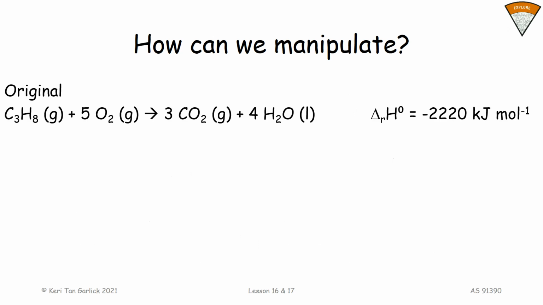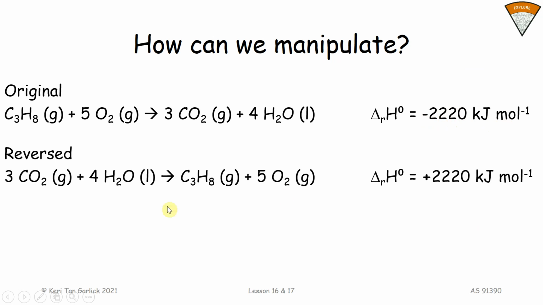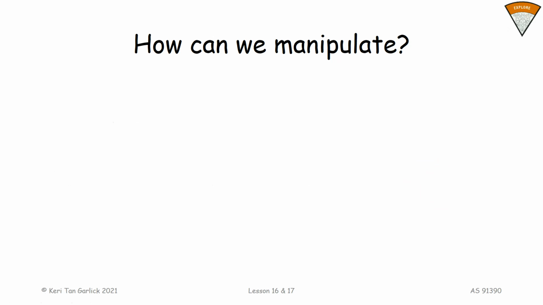So here's my original equation. It's the combustion reaction for propane. And the forward reaction tells me that the enthalpy value is negative 2220 kilojoules per mole. Now, if I reverse that equation and go from carbon dioxide with water, making propane and oxygen, reversing that reaction, all I need to do is change the sign of my enthalpy. So we can flip equations when we are doing Hess's law. All we need to remember to do is change the enthalpy sign, and you're fine. So that's the first way we can manipulate it.